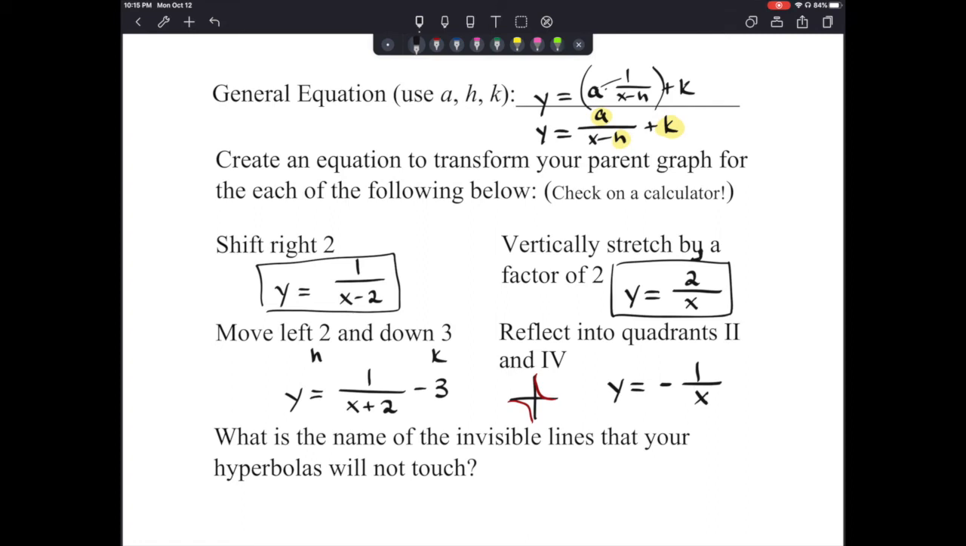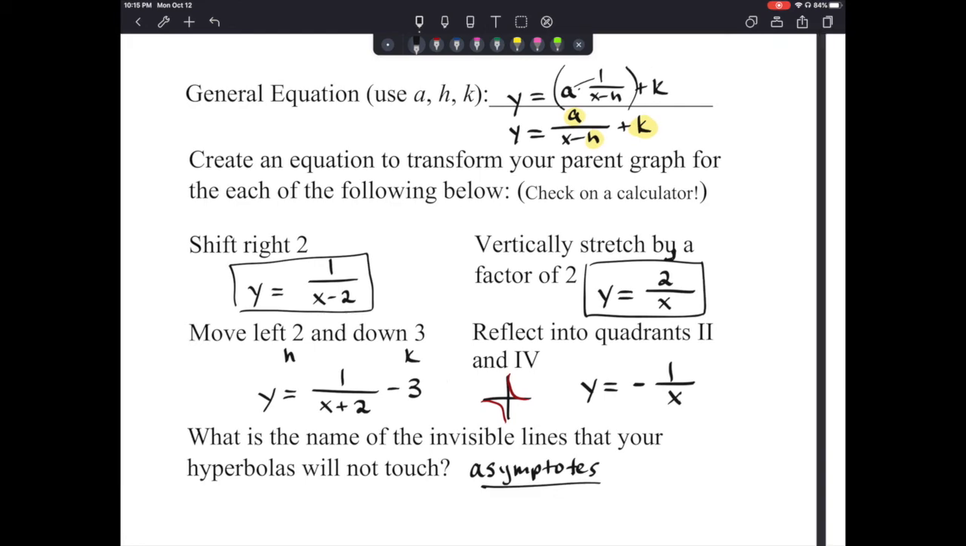And then at the end it says, what is the name of the invisible lines that your hyperbolas will not touch? And that would be asymptotes. And sometimes I spell that wrong. I can't remember if there's 2 S's at the beginning or not, but those are called asymptotes.